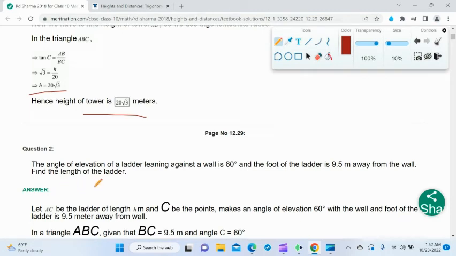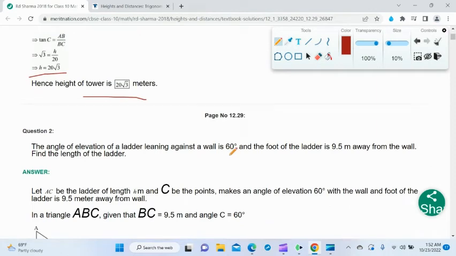So there is one more problem. The angle of elevation of a ladder leaning against a wall is 60 degrees and the foot of the ladder is 9.5 meters away from the wall. Find the length of the ladder. So simply, a ladder is given and that ladder is leaning onto a wall, the angle with the wall is 60 degrees, and the foot of the ladder is 9.5 meters away from that wall.